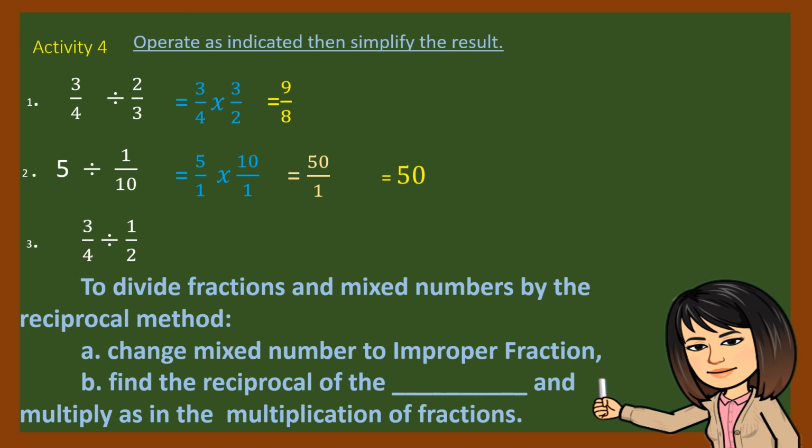Okay, next, 3/4 divided by 1/2. It will become 3/4 times 2 over 1. Ganyan lang. So, 3 times 2 over 4 times 1. Next. Okay. Di pa simplest form yung 6 over 4. Divide natin sa common factor na 2. Ang 6 and 4. So, ito na yung sagot, 3/2. So, ayan, may sagot na rin dito.